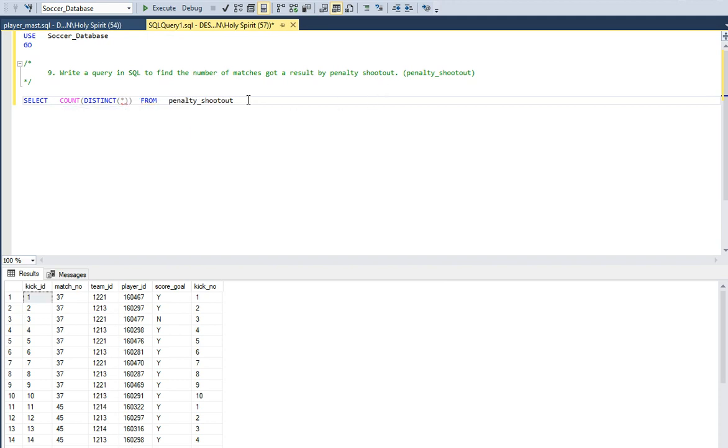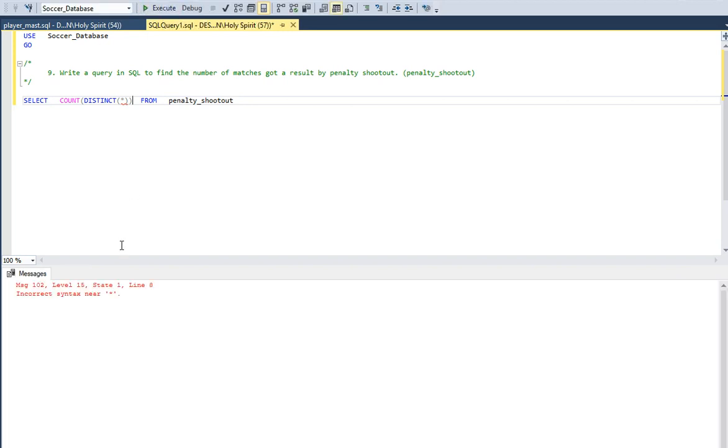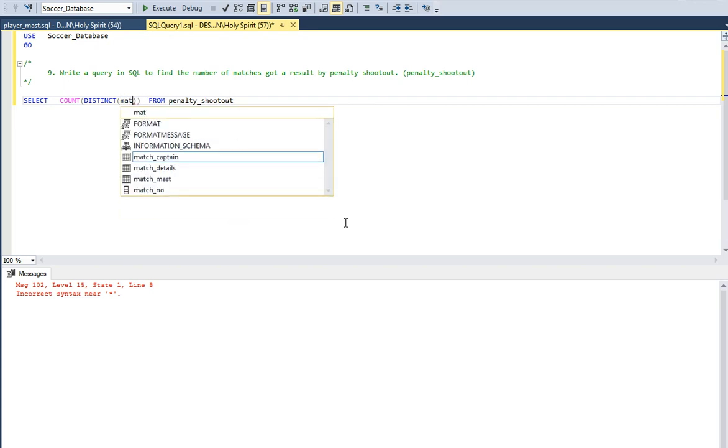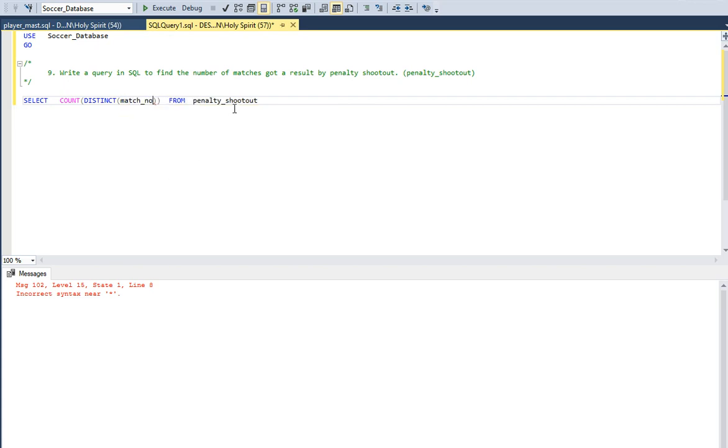So we have to use distinct. There we go. Execute. Oops. Incorrect syntax near this one. What's wrong? Oh yeah, not everything is distinct there. Match number is distinct, not everything is distinct there. Execute. 3.